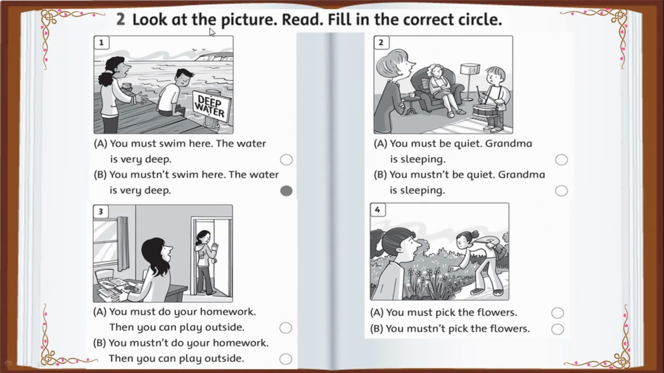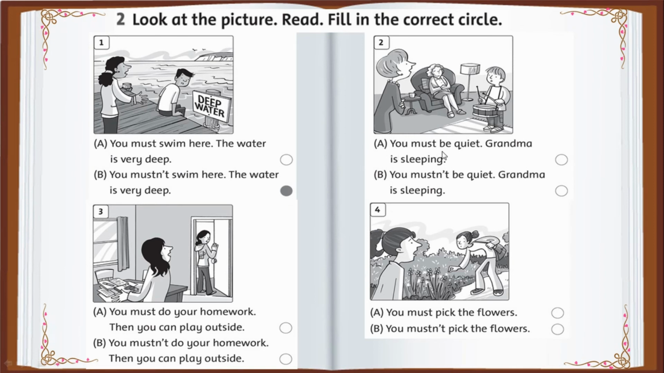Exercise 2. Look at the picture. Read, fill in the correct circle. 1. A. You must swim here. The water is very deep. B. You mustn't swim here. The water is very deep. Which one do you choose? A or B? B. This is an example.